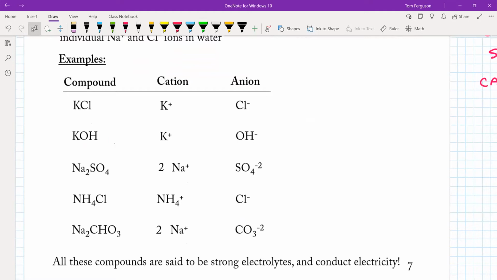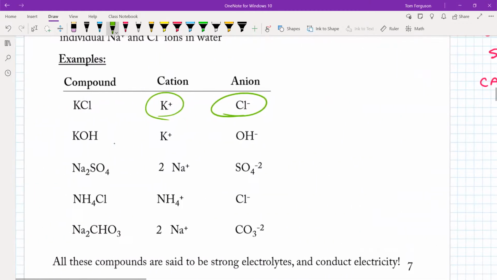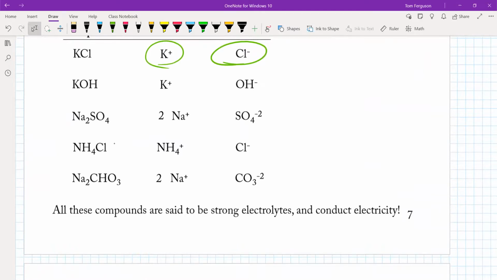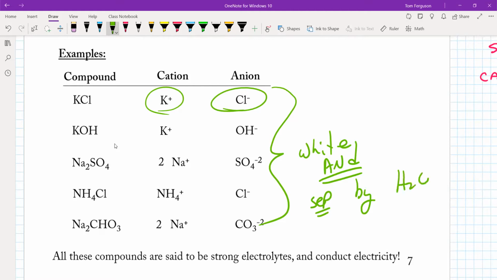Okay, so let's look at these really quickly now. So we have potassium and chloride. We put potassium and chloride in water. What do we get? There's potassium and chloride. And it's white again. That means that the water will totally surround the potassium. The water will totally surround the chloride. And if we go through every one of these, you'll see that all of these are white and separated by water molecules surrounding each.